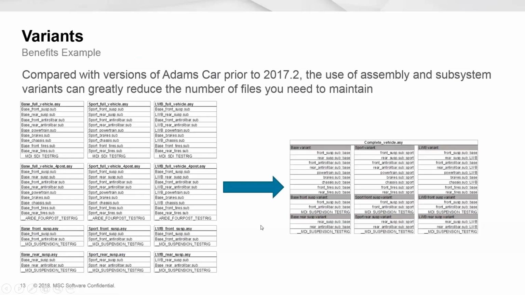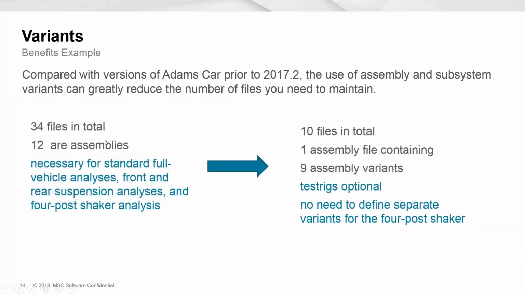With the assembly and subsystem variant capabilities, we could literally replace these 12 with a single assembly and its variants. And the resulting savings in this case takes us from a total of 34 files down to 10, 12 assemblies to 1. And that one assembly now contains 9 assembly variants, fewer than the number of assemblies because actually the test rigs become optional. And so we no longer need a separate full vehicle assembly for the 4-post. So ultimately, we have quite a bit of savings in terms of number of files that you need to manage.